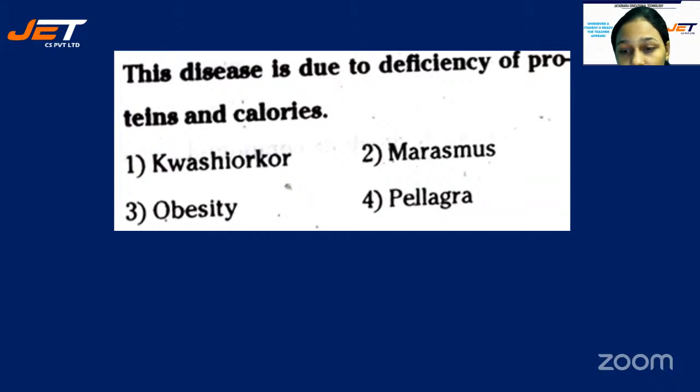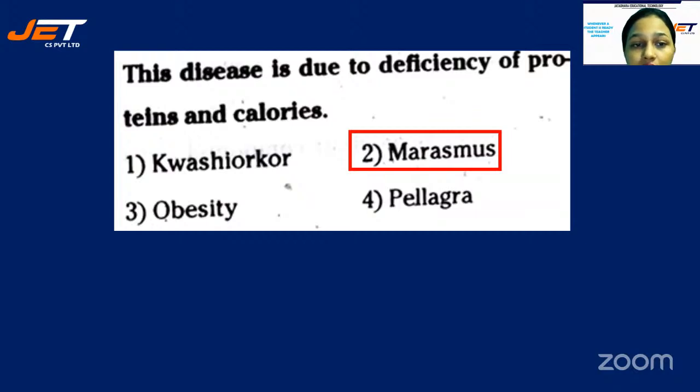I can see many of you are confused between option 1 and option 2. So the correct answer is option 2, marasmus. Not kwashiorkor. That is a malnutrient disease, kwashiorkor.